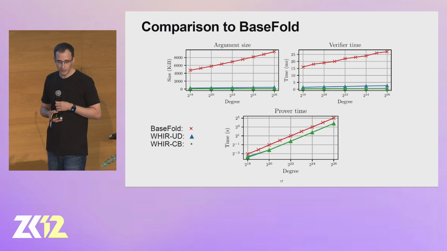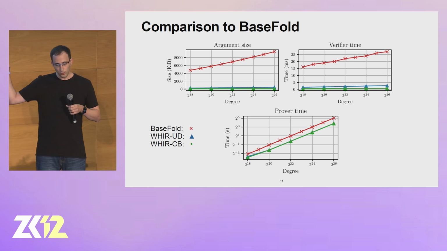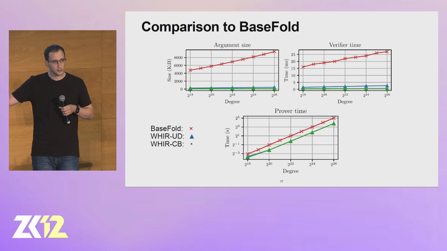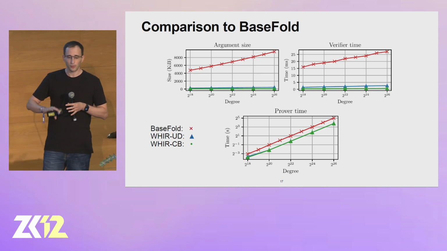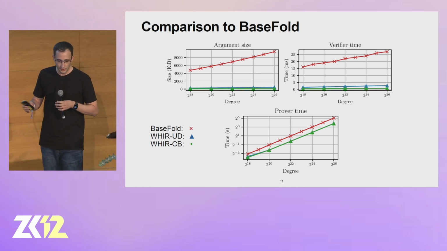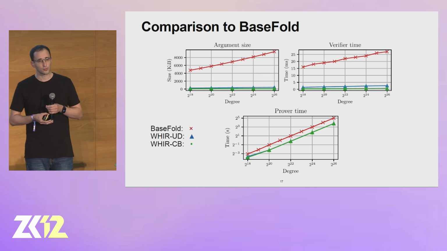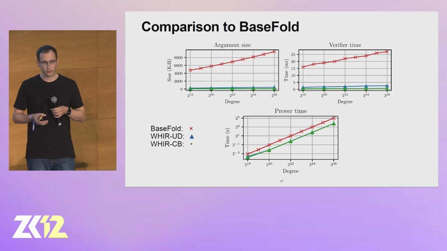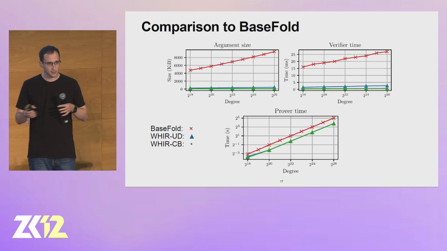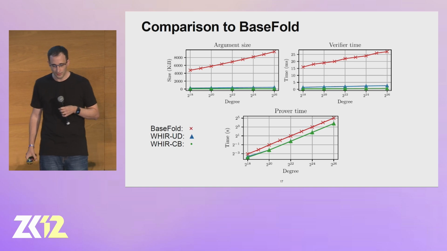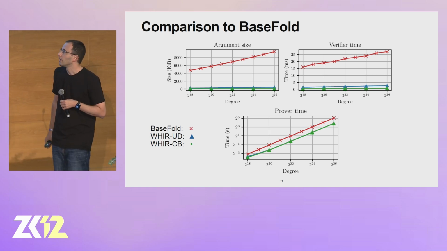So red is BaseFold. In blue, we have WHIR UD, which is the unique decoding radius. This is without any conjectures. And in green, we have this WHIR capacity bound. So this is with this list decoding type conjecture that is not the same, but similar to what happens in FRI and STIR and all these kinds of schemes.